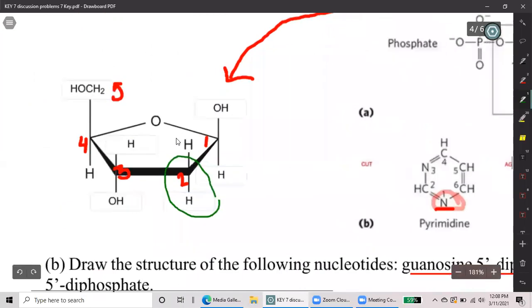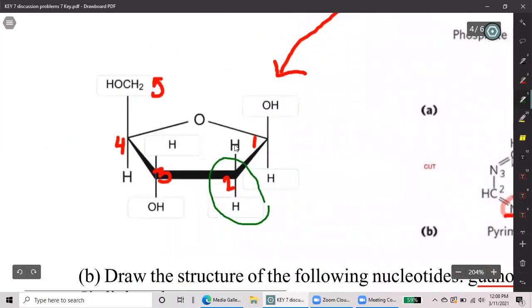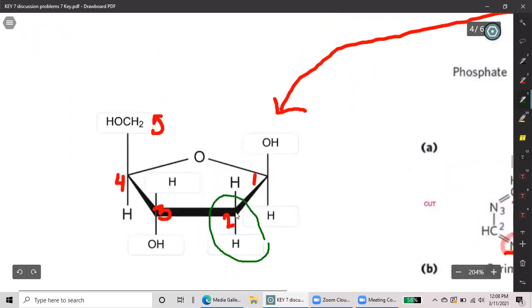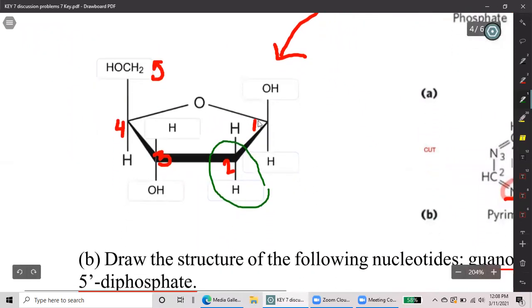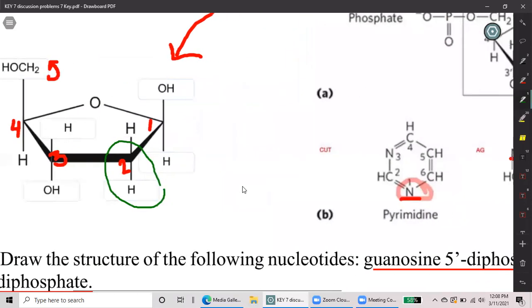So here, this is how you draw it, and this is how you number it. This is deoxyribose, and I'll tell you why right now. But basically, you number 1, 2, 3, 4, 5, okay? And carbon number 2 is the most important one to determining which sugar this is. If there's an alcohol group here, then this is ribose. If there's no alcohol group here, then this is deoxyribose.